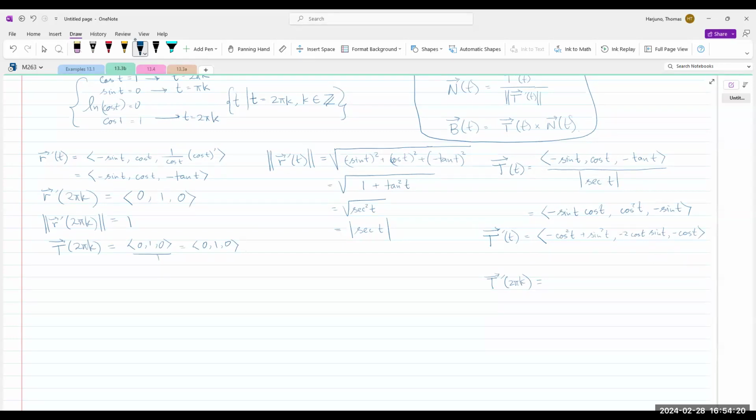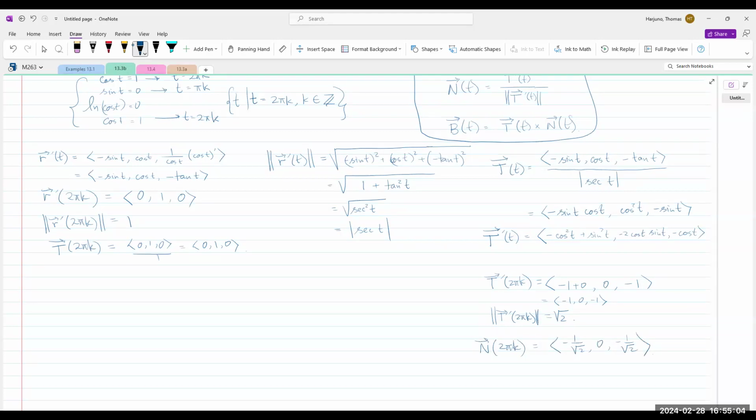And I will use the fact that we know the value of cosine t, which is what? The value of cosine t is 1. So this is negative 1 plus 0, comma, this is 0, and then this is negative 1, right? That gives me negative 1, 0, negative 1, whose length is square root of 2. Therefore, the unit normal vector at 2 pi k is now negative 1 over square root of 2, 0, negative 1 over square root of 2.